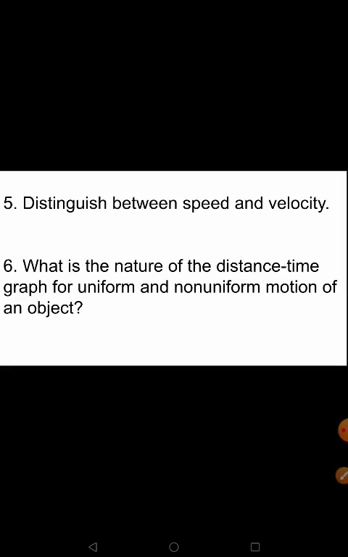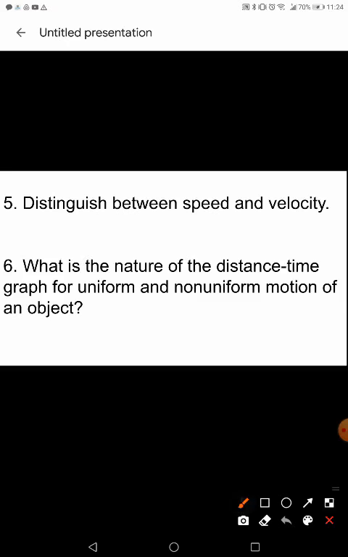So these answers are already there in the notes given to you. Please take note of those and then start revising again. Next, what is the nature of the distance time graph for uniform motion and non-uniform motion of an object? This was done in the last class also.